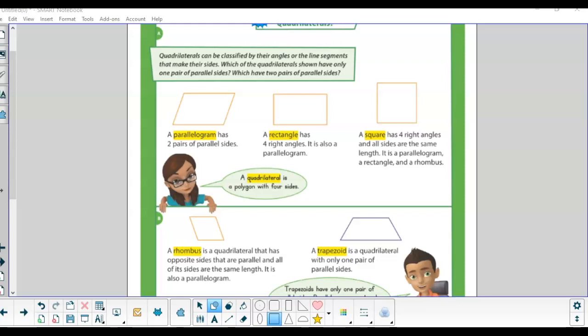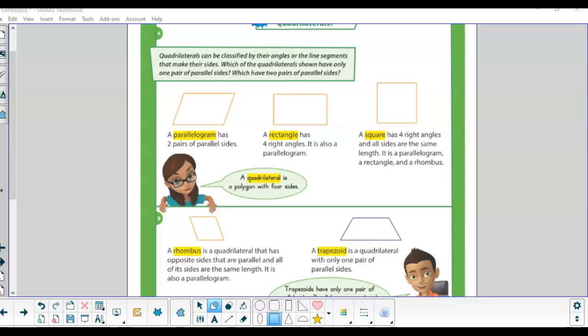Now, a square can also be a rhombus because look at a rhombus. A rhombus says that it has opposite sides parallel, which, check, a square has that, and all the sides the same length. A square also has that. So a square can be considered a rhombus.